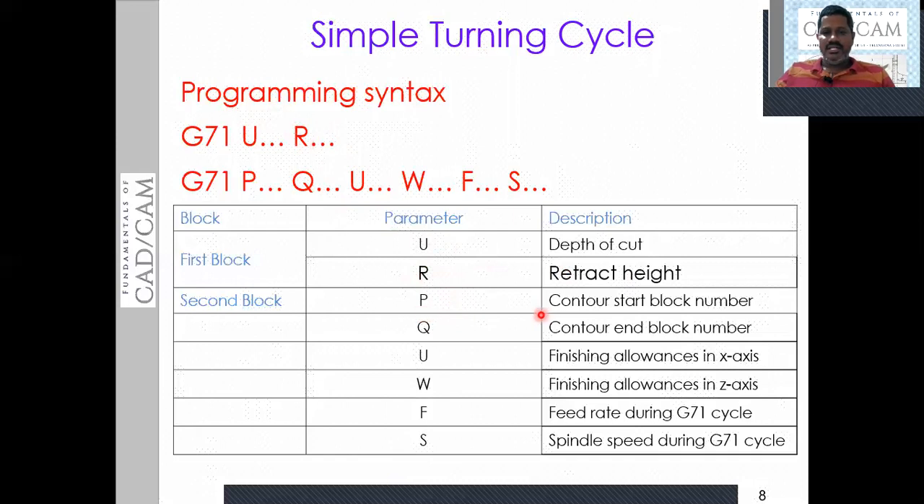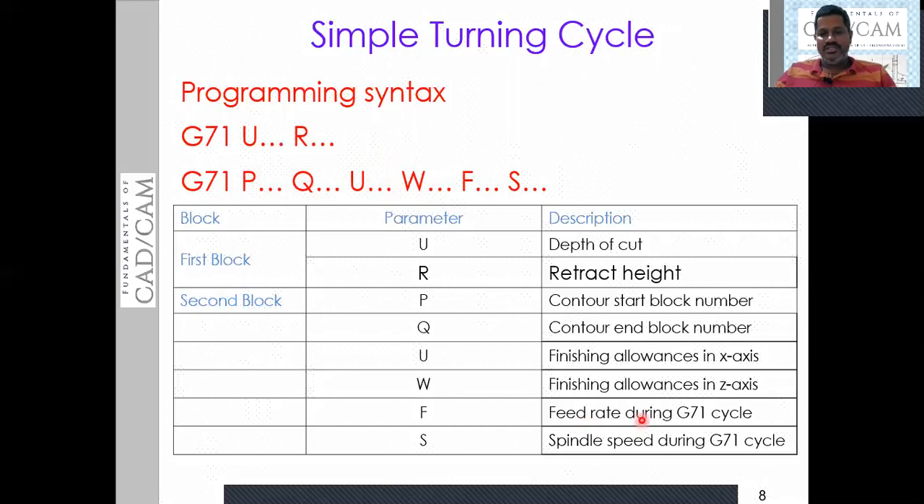Then the second block indicates the contour start block number. P is the starting sequence number, and Q indicates the ending sequence number. That means this is the code that needs to be repeated. So the code placed between the P and Q sequence numbers will be repeated to complete the rough cut cycle. P and Q are the sequence numbers, the addresses of the blocks. We need to specify P and Q here.